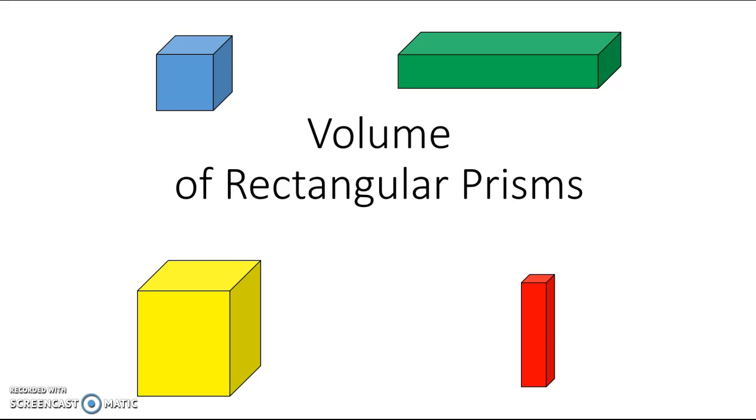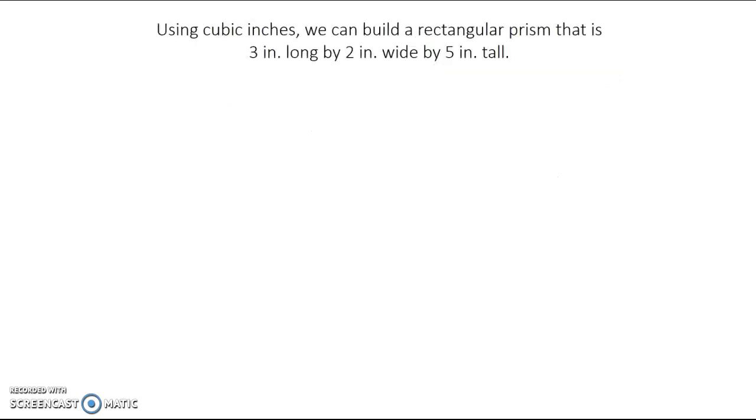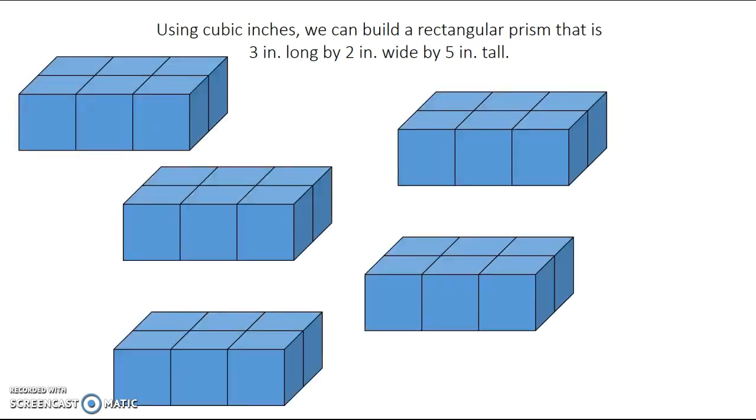All right, let's talk about volume. So the volume of rectangular prisms, and that's the only three-dimensional solid that we're going to focus on in 6th grade. And we're going to get a little more challenging with this when we get into our fractions unit. So using cubic inches, we can build a rectangular prism that is 3 inches long by 2 inches wide by 5 inches tall. So here we go. Here is my 2 by 3 cubes.